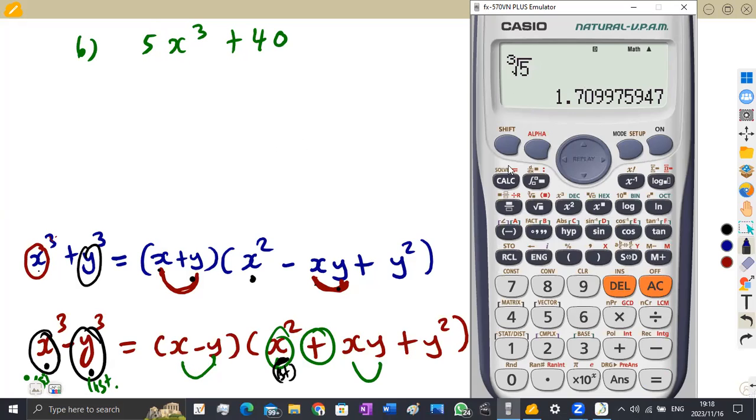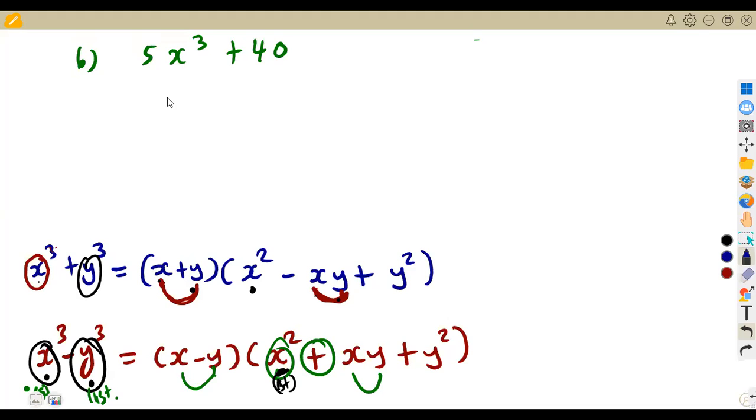You do the same thing on the cube root of 40. That's the cube root of 40 in that case. As you can see also, it is not a perfect cube. So what does it mean? Does it mean this question is wrong? No, it doesn't mean this question is wrong.